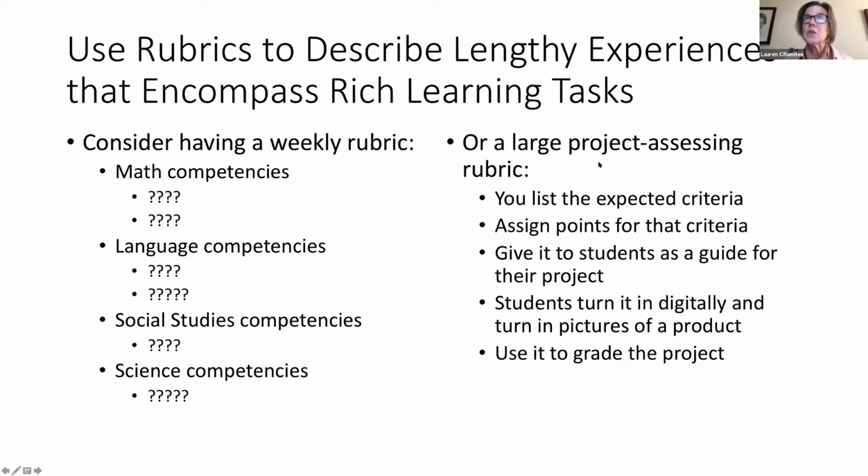What I do at the university level and at the high school level is a large project assessing rubric. You list that criteria, as I showed you in that one example, and then you assign points for that criteria, and it gives the students a guide for working through their project. And then they turn it in digitally, and they might turn in pictures, photos. I have some projects where they turn in photos of what they've built at home, and they send that on, and then I can grade it.